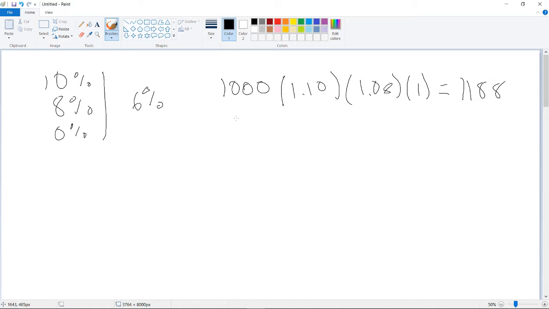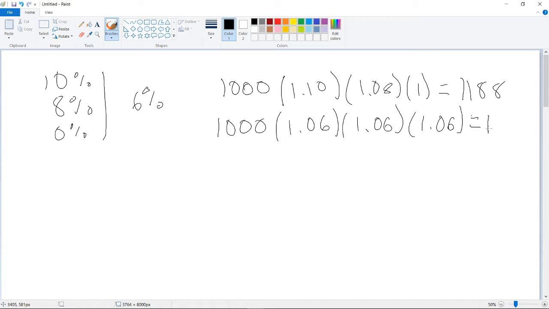So now I'm going to show you that if you plug in this average 6%, you won't get the same thing. You get 1,000 times 1.06, times 1.06, times 1.06, and you get 1191. And these two are not the same thing. And you might say that that's not a big difference, and I would have to agree with you.